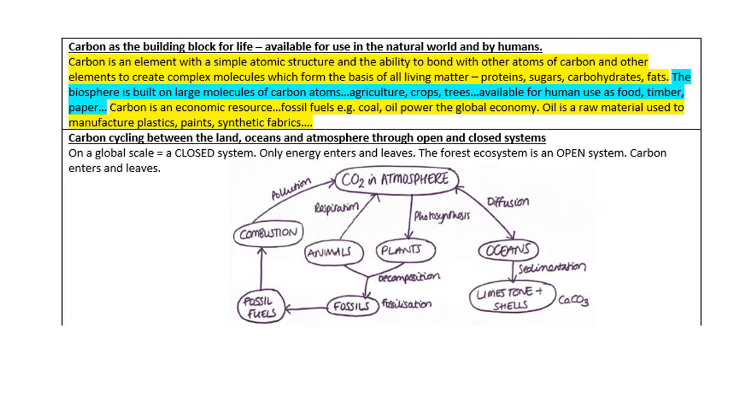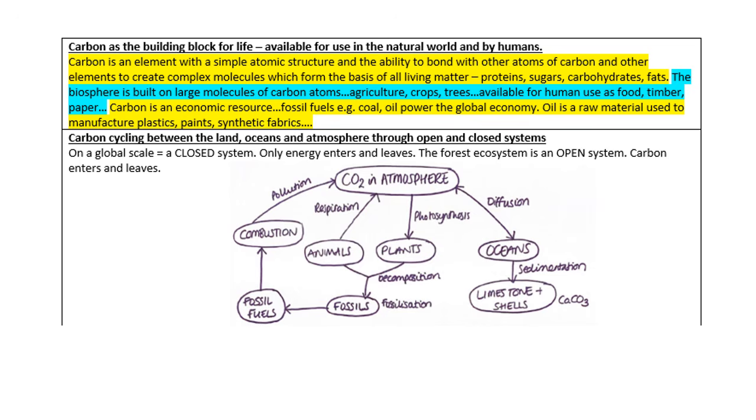Carbon is also an economic resource, particularly through fossil fuels, so coal and oil, which power the global economy. Oil is also used to manufacture plastics, paints, synthetic fabrics. So it's incredibly important for us as humans. There we've got the basic carbon cycle.